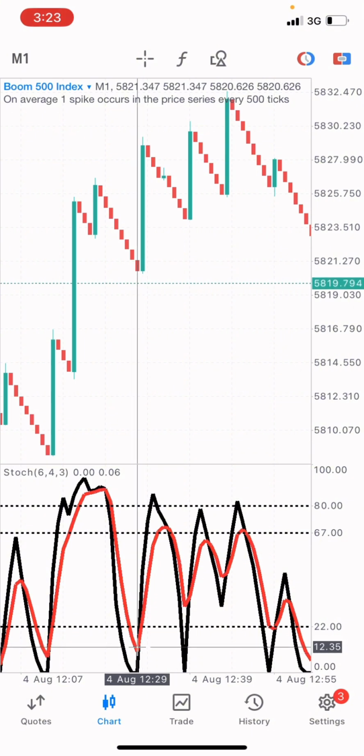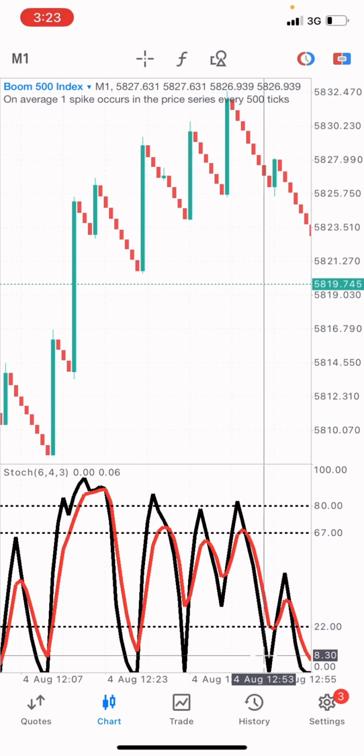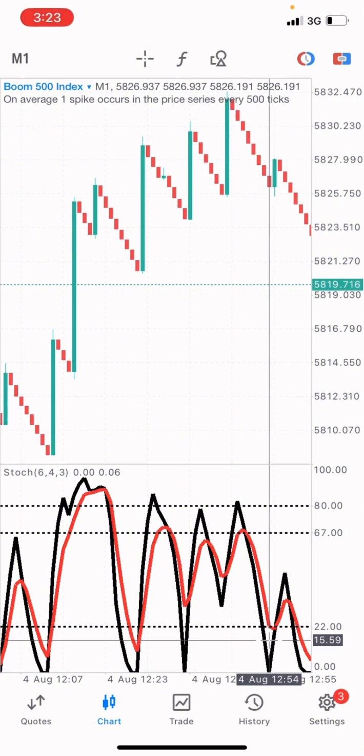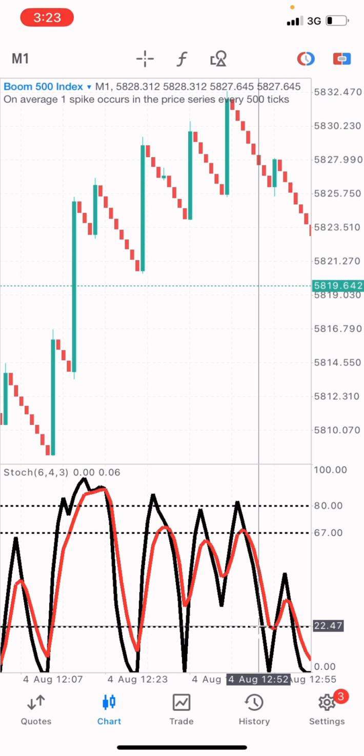Take a look at that. The spike will come into the market immediately it curves upwards. See, look at this shape right here, like a V shape. So immediately there is a curving upward. So all you need to do is just wait. After it has gotten below this level of 20 right here, you exit the market.